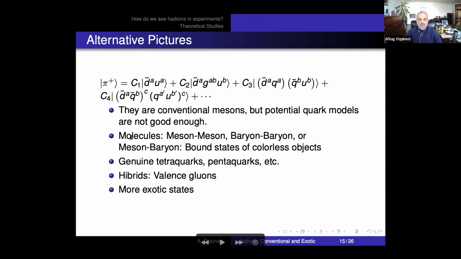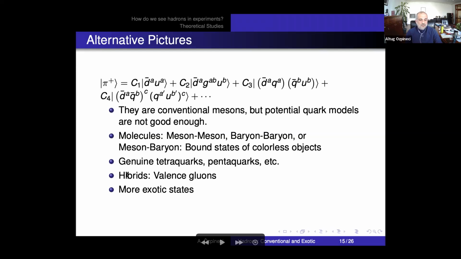Or there are some people who claim that some of these states can be molecules, meaning they are bound states of colorless objects like two mesons or two baryons, or you take one baryon and one meson. Well, this is interesting, but not as interesting as what's usually called genuine tetraquarks. They cannot be split into colorless objects. They are very compact objects. Maybe some of them are these tetraquarks and pentaquarks.